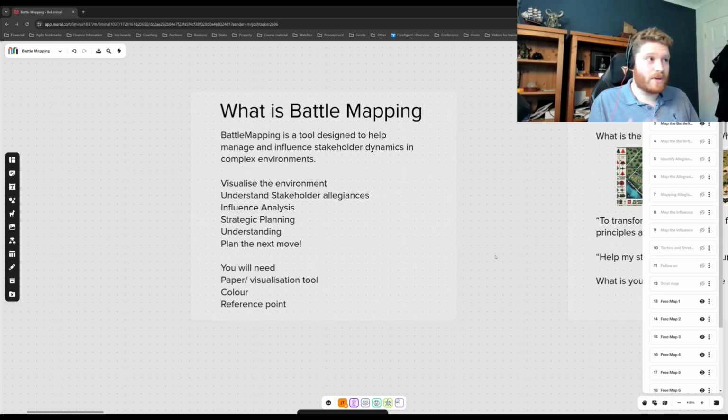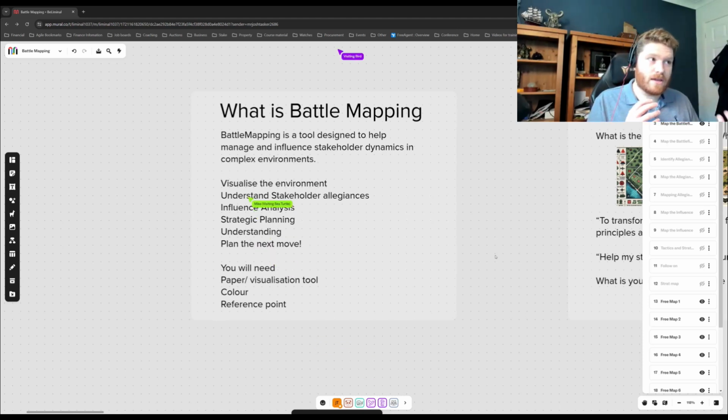So what is the point of battle mapping and how does it really work? First of all, we're going to visualize the environment, and this is the agenda for today. We're going to visualize the environment that you're in. This is getting a scope of where your stakeholders sit, how the structure really looks, and then we're going to spend a bit of time looking at where their allegiances lie. I'll get onto that as part of your map in a second.